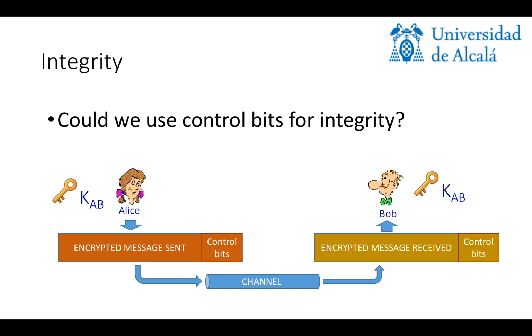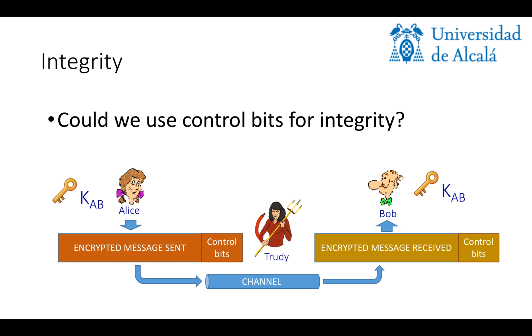We could think whether we could use control bits for integrity here. So the idea would be for Alice to add a set of control bits to the encrypted message that she's going to send, and then at the other end, Bob would recompute the control bits and compare them with the ones received so that he can confirm that they match the message. We could think that now, if Trudy messes with the channel, then she would alter the encrypted message received, and Bob could use the control bits to verify that the message has been altered.